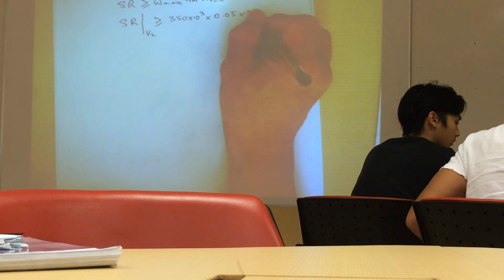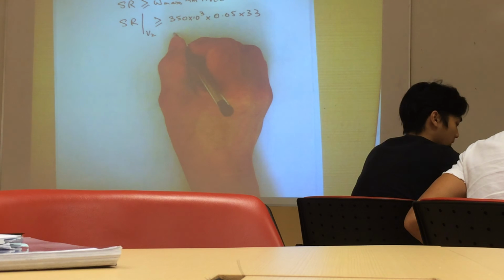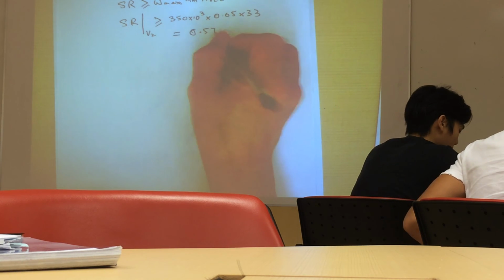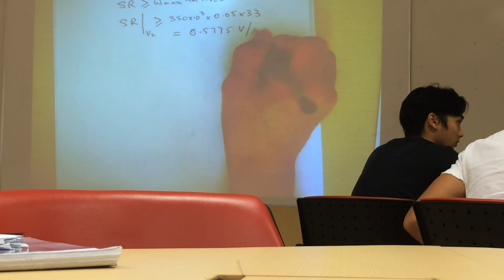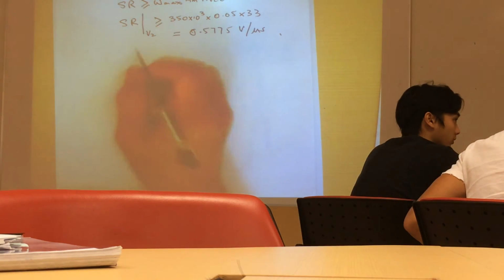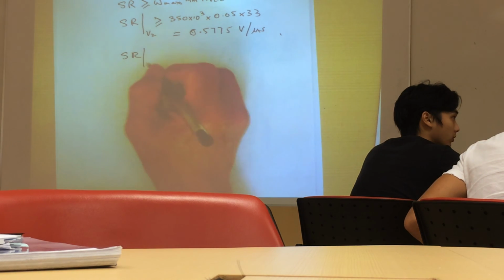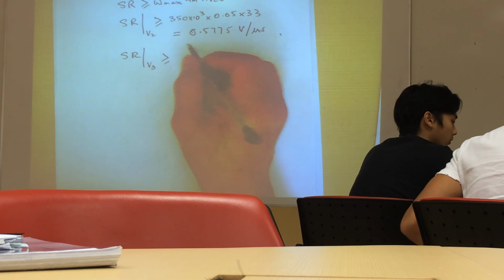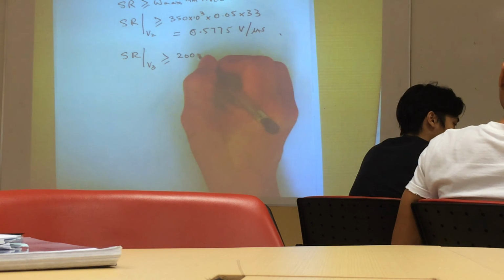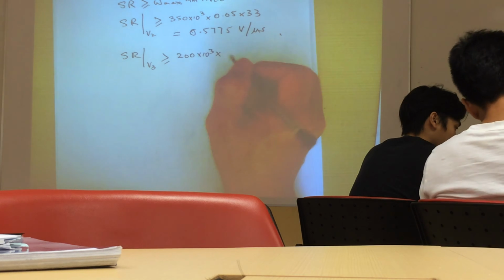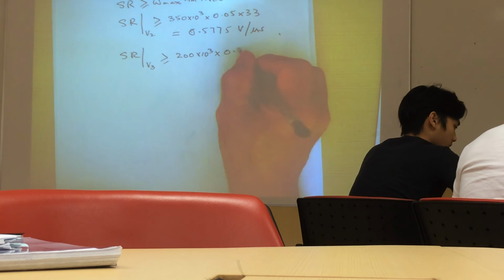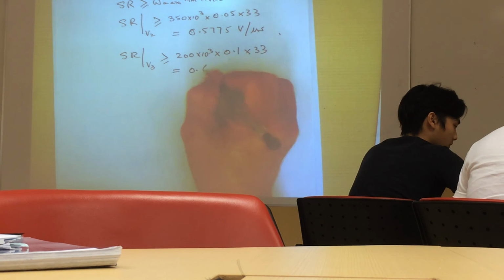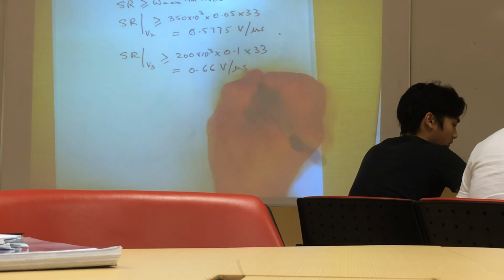Closed loop gain is 33. So if you work this out, this is 0.5775 volt per microsecond. Alright. And then if you look at the slew rate required for the third signal, because this is also going out distorted, we pump in the frequency that is about 200K. Alright. The input amplitude is 0.1, multiplied by the same gain, and if we work this out, this is 0.66 volt per microsecond.